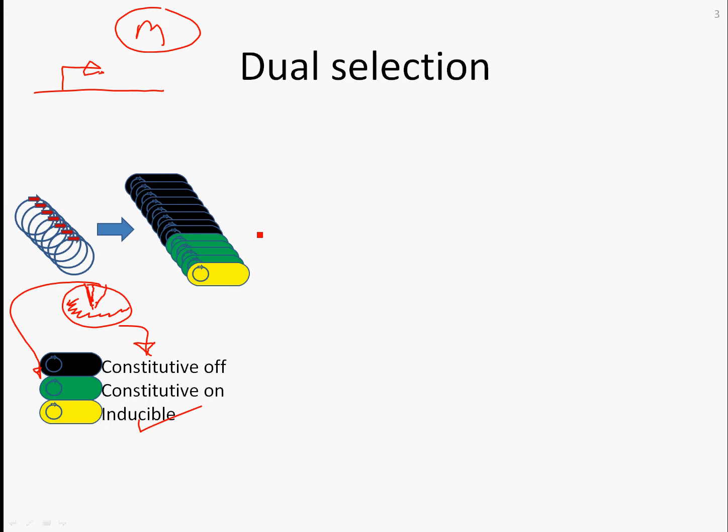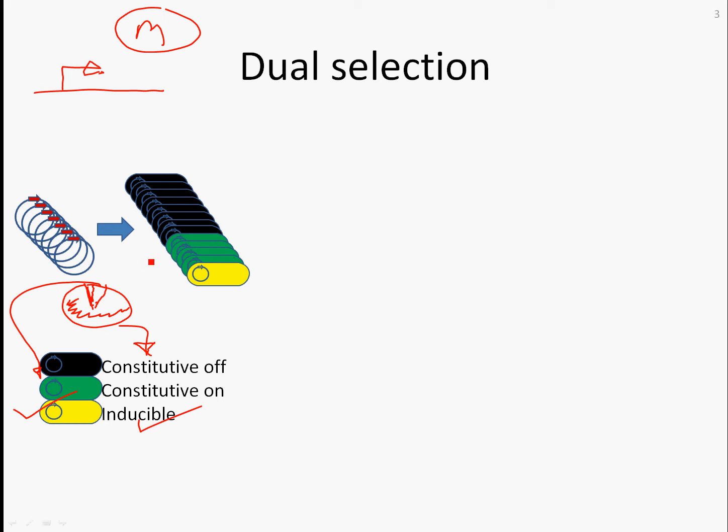In order to find the inducible clones from the library, we can use dual selection. The dual selection is actually not one selection, but two selections: a negative selection and a positive selection. A negative selection, also known as a counter selection, will remove anything that is constitutively on, and a positive selection will remove anything that is constitutively off. So the dual selection uses these two types of selections to get rid of the constitutive phenotypes and hopefully leave you with the inducible phenotype.